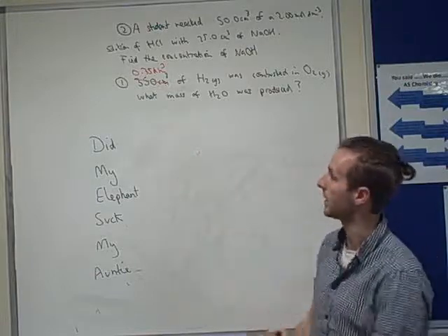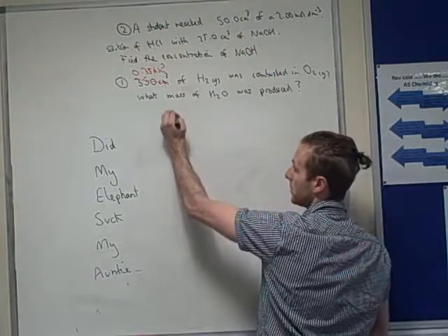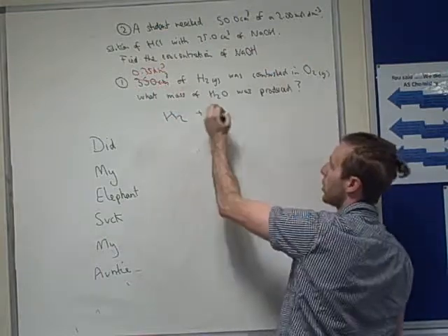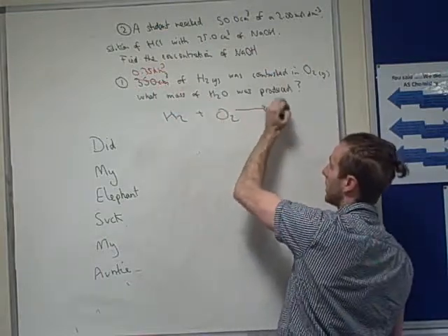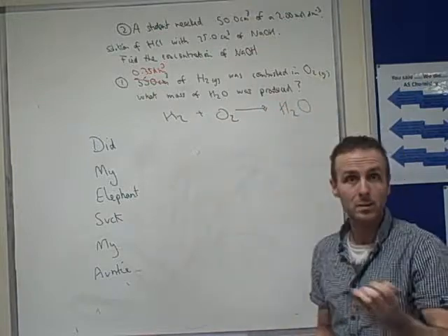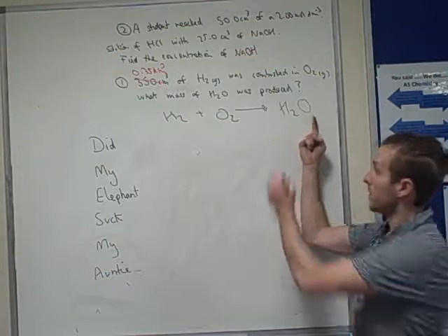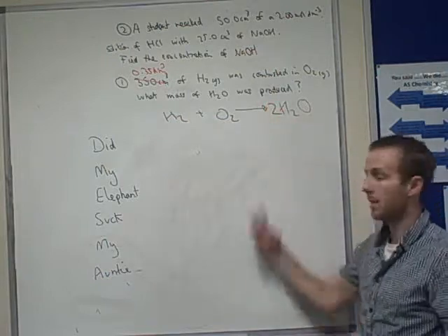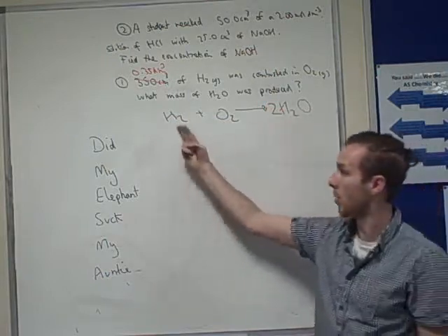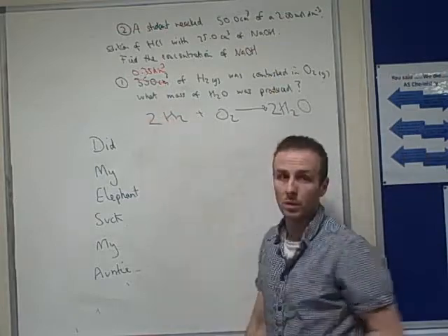Often they'll give you it, but I haven't here. So I've got H2, and that is reacting with O2, and that's going to give me H2O. So let's balance it. I've got 2 oxygens there, but only 1 there, so I need to put a 2. That now gives me 4 hydrogens, but only 2 there, so I need a 2 there.